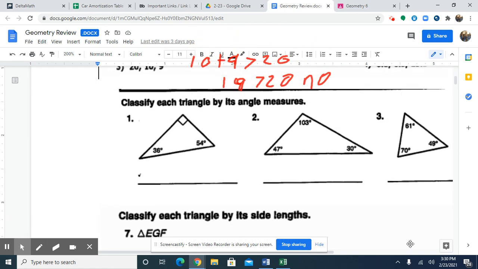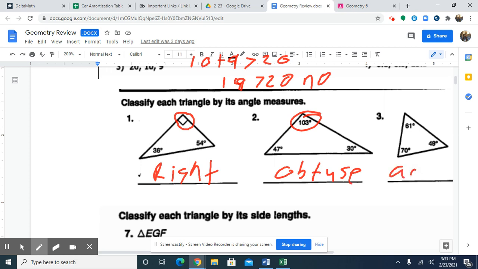Now we classify the triangles by their angle measures. There are only 3 possibilities: it's either a right triangle, an obtuse triangle, or an acute triangle. A right triangle is whenever we have a 90-degree angle. An obtuse triangle has an angle that is bigger than 90 degrees. And acute is when all angles inside the triangle are smaller than 90 degrees. So this would be an acute triangle.